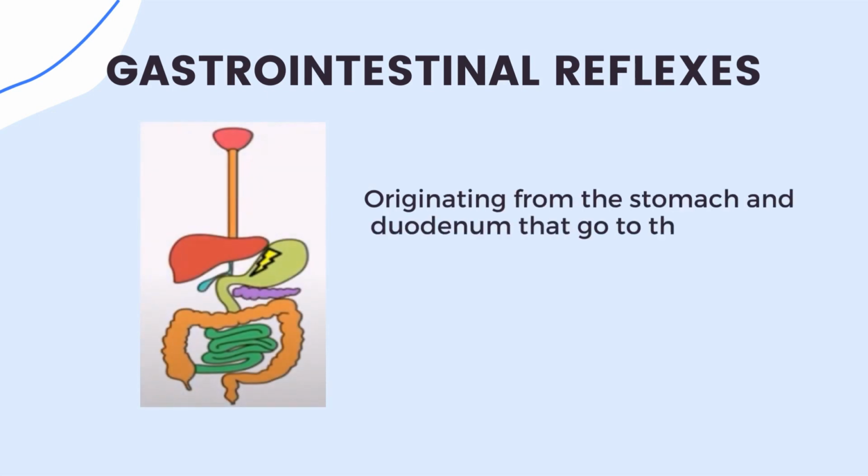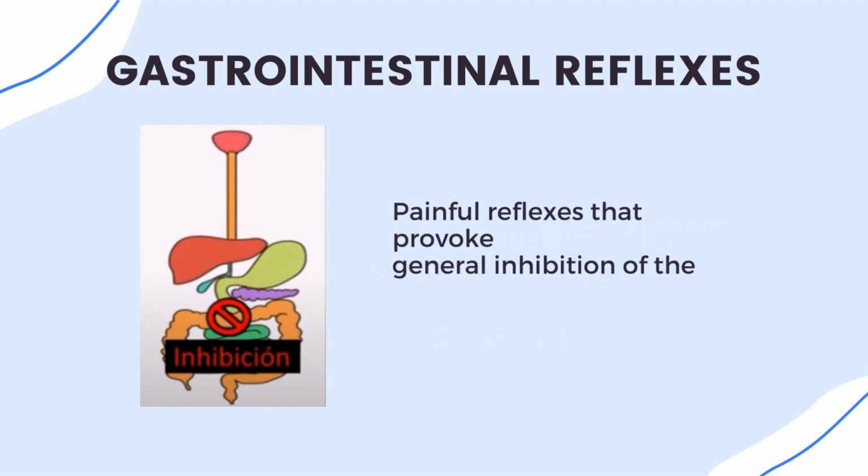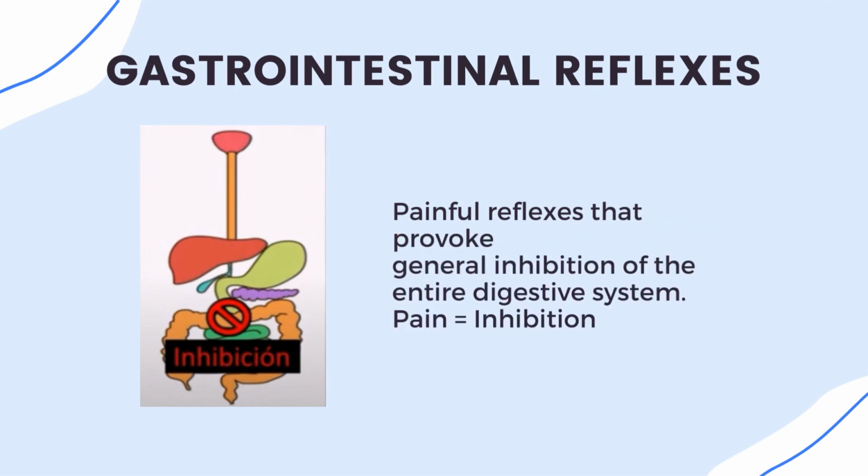Now we have the reflexes that go from the intestine to the spinal cord or brainstem and return to the gastrointestinal tract. Among them we have the reflexes originating in the stomach and duodenum that go to the brainstem and return through the vagus nerve or pneumogastric nerve to control the motor and secretory activity. We have painful reflexes that cause a general inhibition of the digestive system, and we must know that when there is pain, peristalsis is paralyzed.